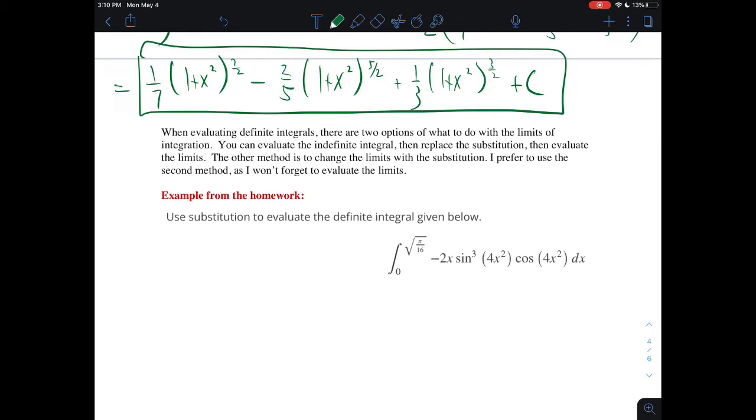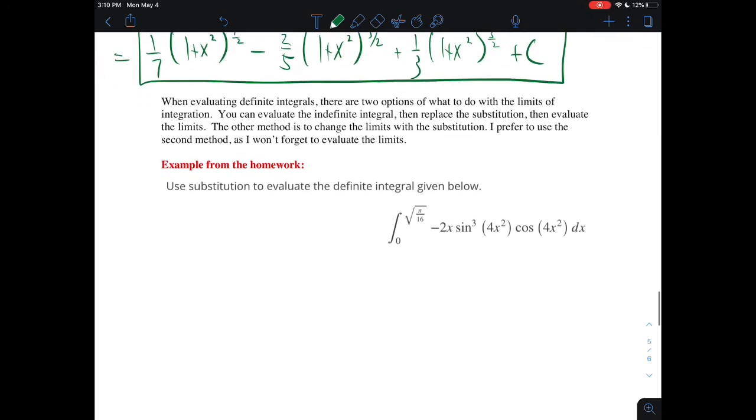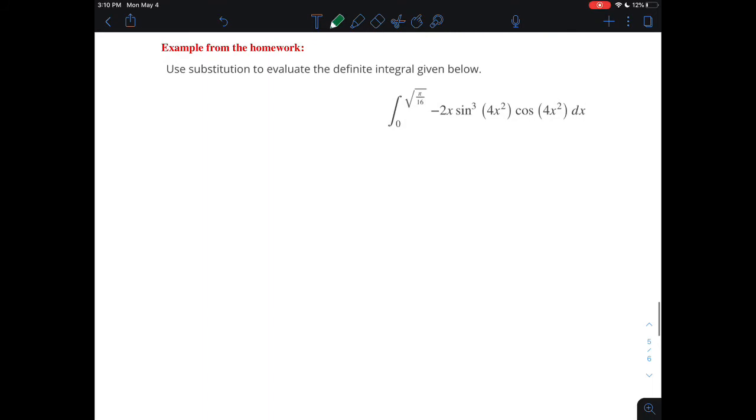I prefer to use this second method, changing the limits along with my substitution, because that way I won't forget to do it at the end. So let me show you how that's used in this next example, which I also took from the homework. Use substitution to evaluate the definite integral given below. So here we have the integral from 0 to the square root of pi over 16. And the integrand is negative 2x sine cubed of 4x squared, cosine of 4x squared dx.